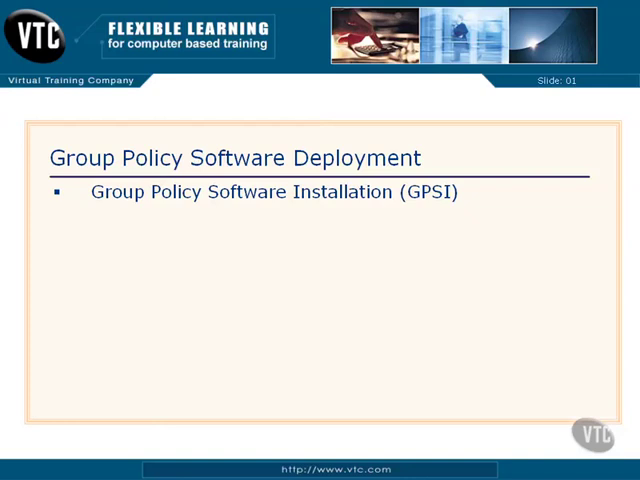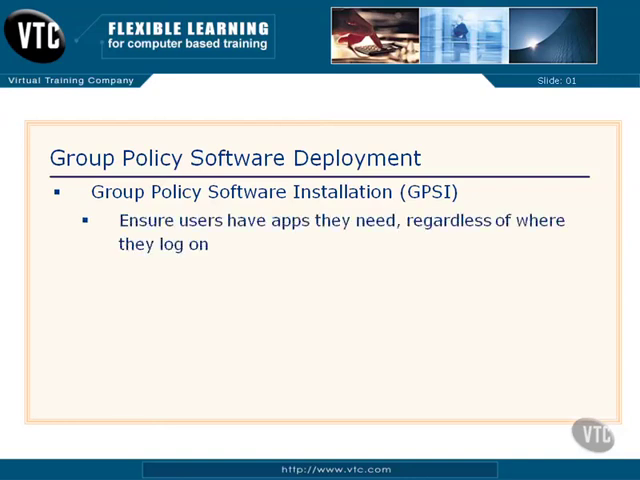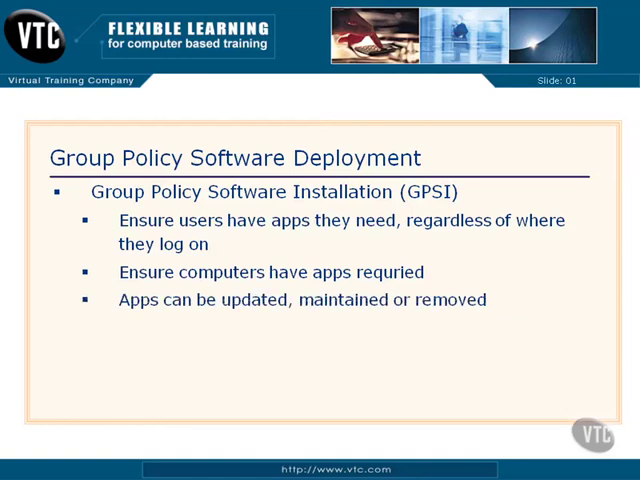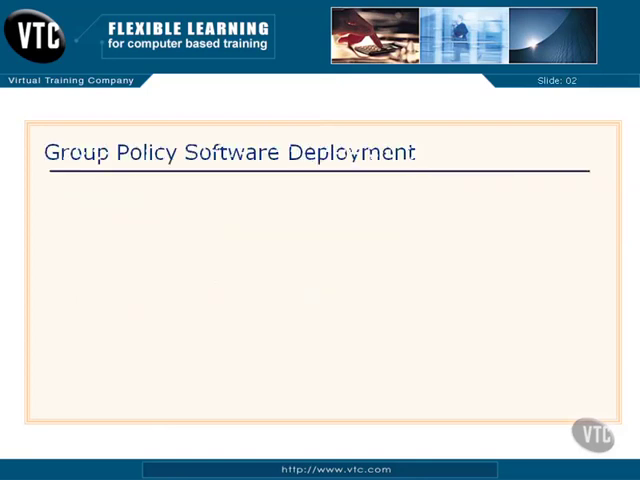Let's talk about it. The Group Policy Software Installation, or GPSI, you may hear it referred to, helps to make sure that users have the applications they need, regardless of what machine they log on to. Just because they log on to a different machine doesn't mean that they don't still need, for example, Microsoft Office, or maybe Publisher or Visio or something like that. So we want to make sure they have them wherever they log in, and we want to make sure that the individual computers have the apps required for whatever the job that computer is performing. Now, these applications can be updated, we can maintain them, we can even remove them using group policy. So we can send out the signal to take it off and pull it off those machines, okay?